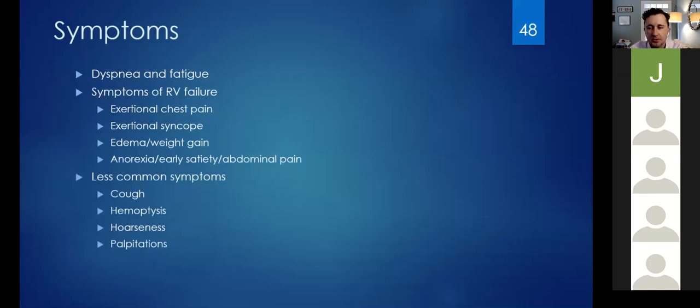And then we have some less common symptoms such as cough, hemoptysis, hoarseness, palpitations. This hoarseness is due to, again, just as the pulmonary artery can start to compress the coronary arteries, the pulmonary artery can also compress the recurrent laryngeal nerve running down to the mediastinum, also leading to hoarseness.